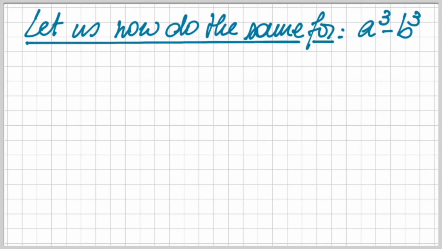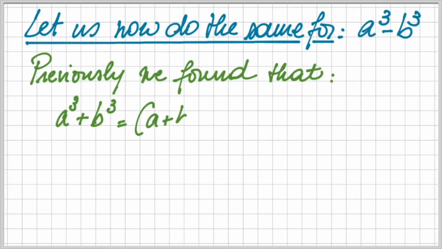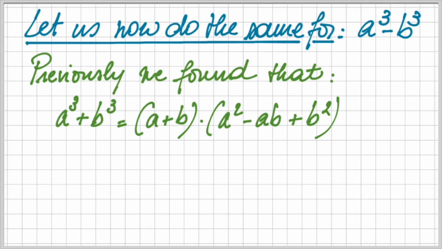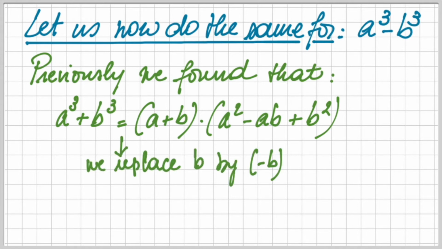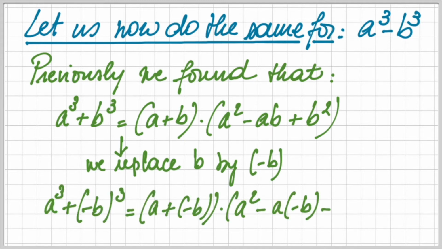Now we do the same for the difference of cubes, so a to the third minus b to the third, and we do what we did before in the previous formulas. When we have a to the third plus b to the third is a plus b times a squared minus ab plus b squared, here we replace b by minus b. And we find that a to the third plus minus b to the third is equal to a plus minus b multiplied with a squared minus a times minus b plus minus b squared.